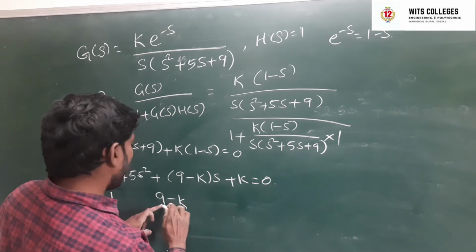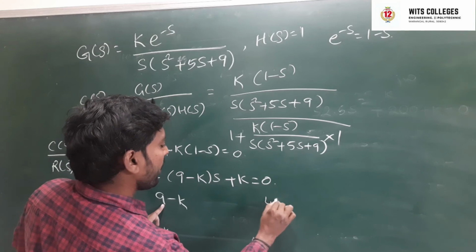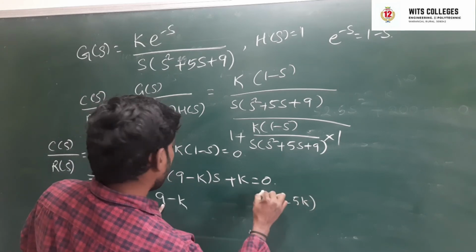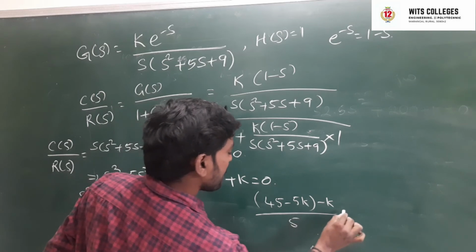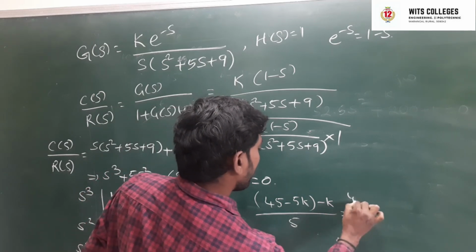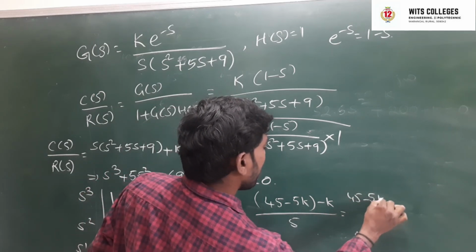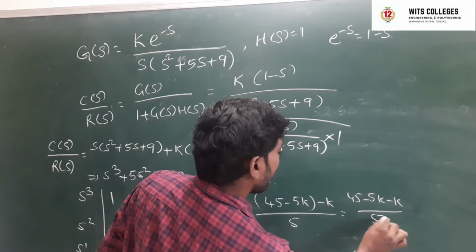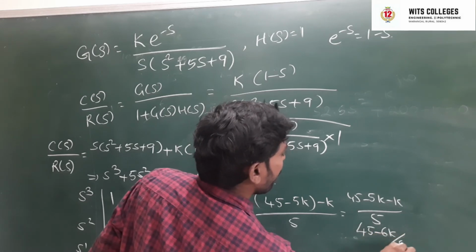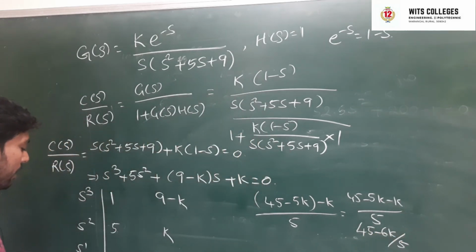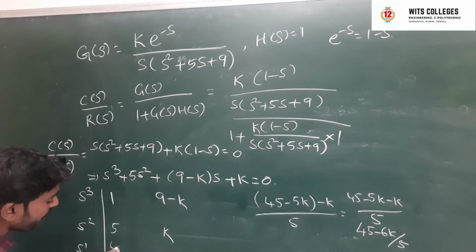Here we multiply: 5 into (9 minus k), that is 45 minus 5k, minus k, by 5. That is equal to (45 minus 5k minus k) by 5, which is (45 minus 6k) by 5. So this value is (45 minus 6k) by 5.